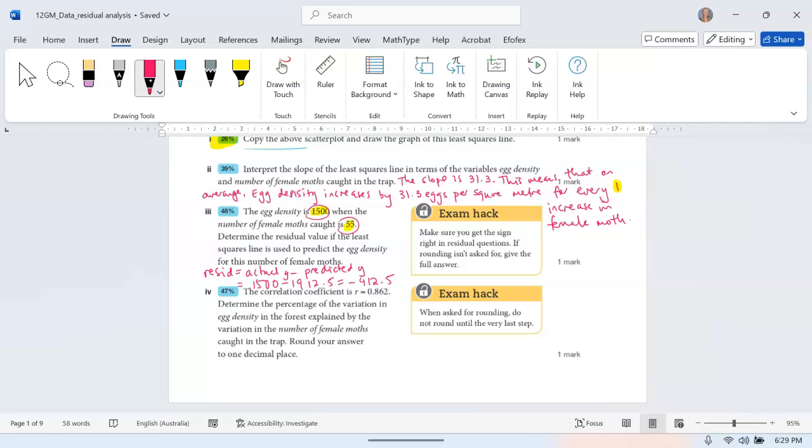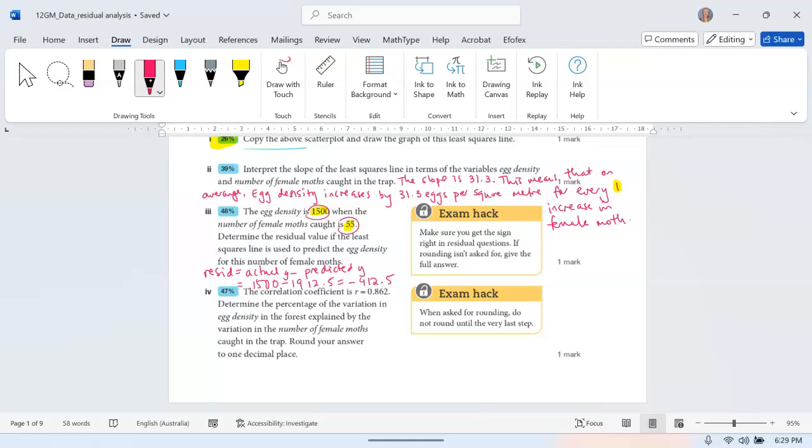I'm just reading what the exam hacks say. Oh yeah, so pretty much what I just said. Make sure you get the sign in the residual questions. If rounding isn't asked for, give the full answer. All right, so even if it was, say, 1.1245, if that's what's on your calculator and it didn't ask you to round, you write every single digit. You don't go ahead and round unless it asks you to round.